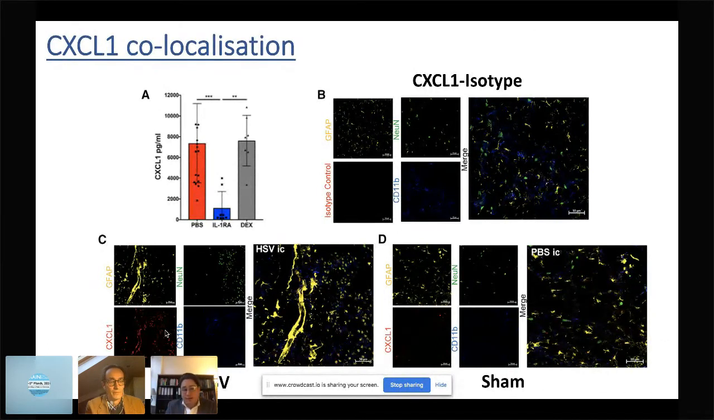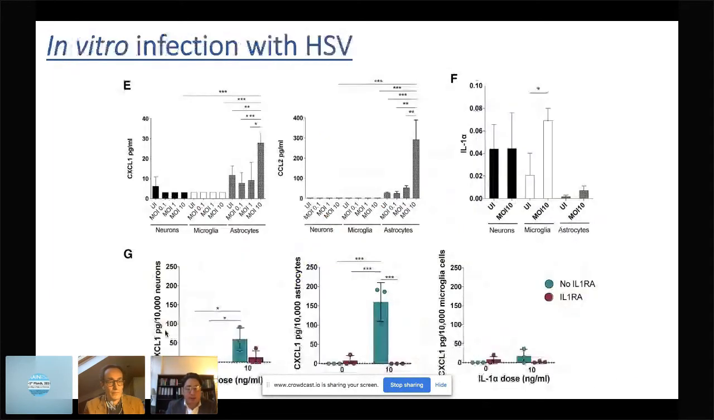To really thoroughly evaluate this, we repeated the experiments but conducted them in vitro. So here we inoculated murine neurons, microglia, and astrocytes with cumulative doses or inoculums of HSV, and found a dose-response relationship in terms of the production of both CXCL1 and CCL2 by astrocytes.